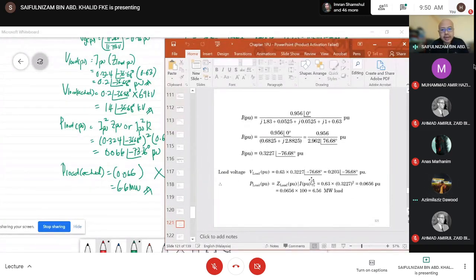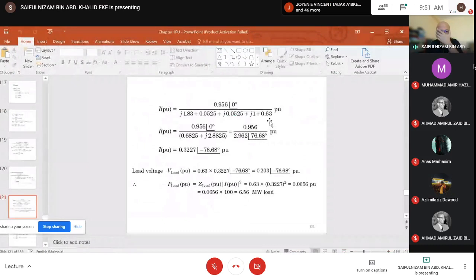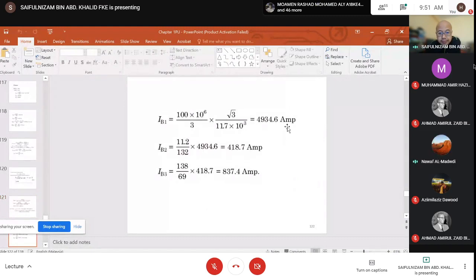So the important thing is the concept. Get the per unit values for each component. Then you can solve for the other parameters, for example the current, voltage and power and so on. So any question so far? Any question?